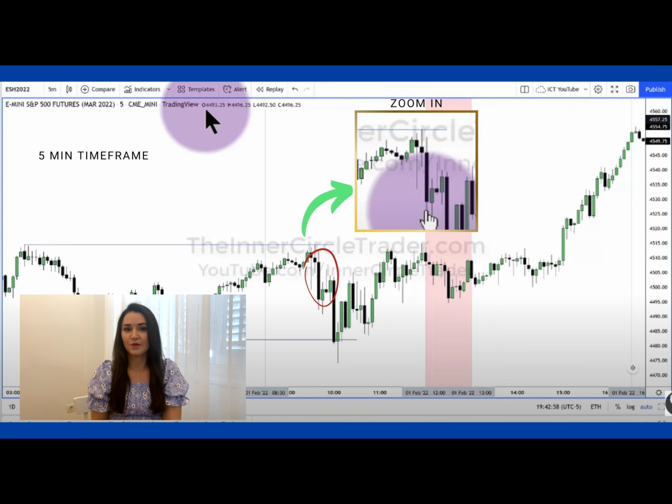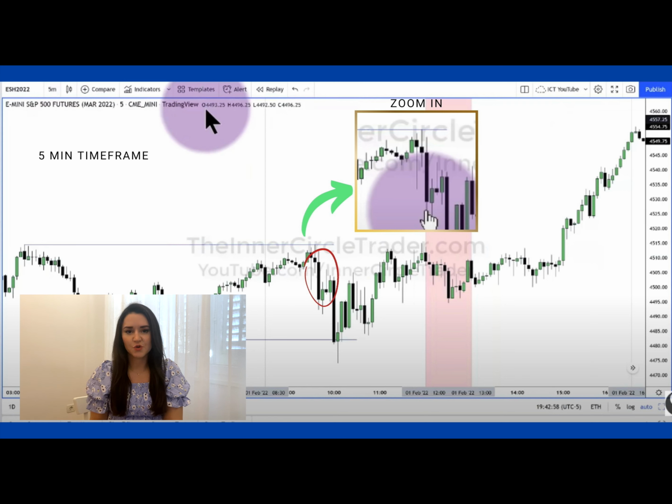And now we should look closer and see, do we also have a fair value gap? And the answer is yes, we have a fair value gap here. So we're going to be waiting for the price to tap back into the fair value gap, if it does. And at that point, we're going to want to short.